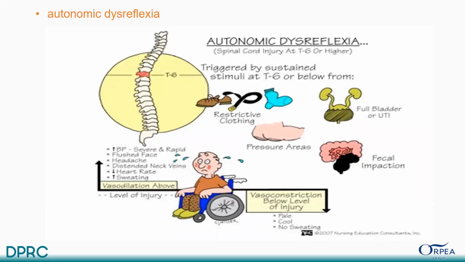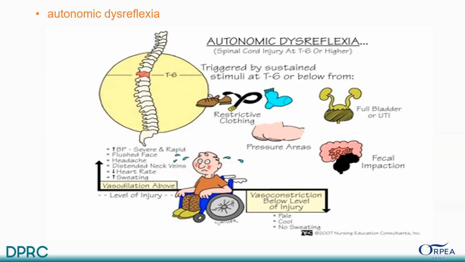And another complication, autonomic dysreflexia, needs emergency attention. This mostly happens at T6 or higher level of spinal cord injury, triggered by sustained stimuli at T6 or below, mostly painful stimuli from restrictive clothing, a full bladder or urinary tract infection, pressure ulcers or pressure areas, and fecal impaction.